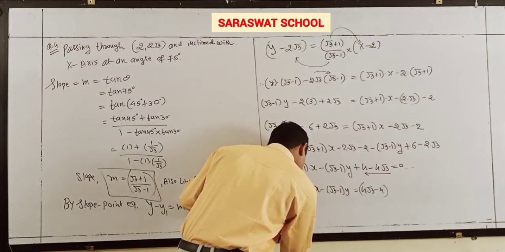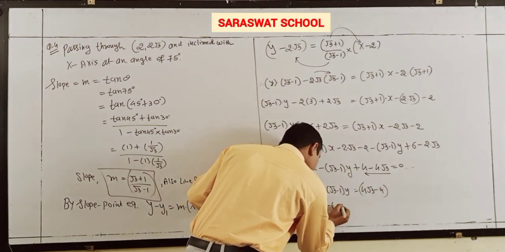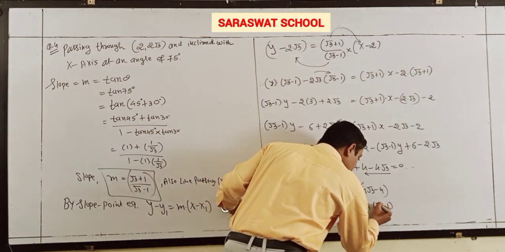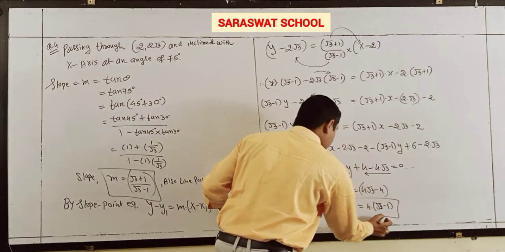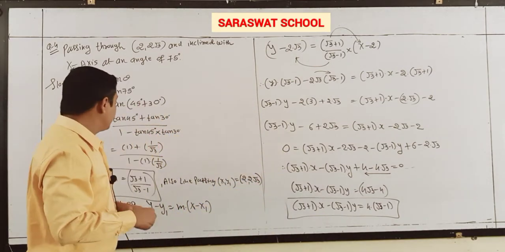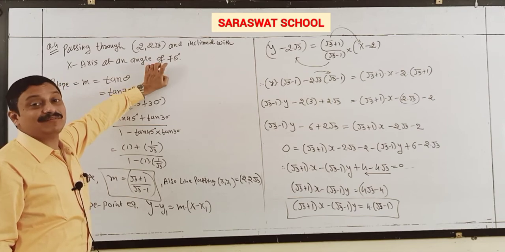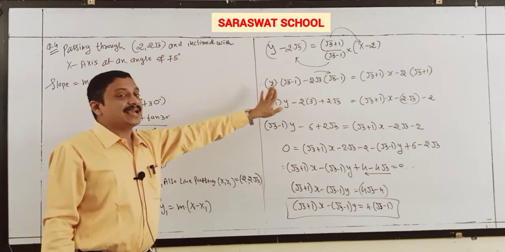So I am simply taking 4 common, it is √3 minus 1. And here, students, my big answer: the line passing through (2, 2√3) and making an angle of 75 degrees with the x-axis. Students, here it is easily and happily done.